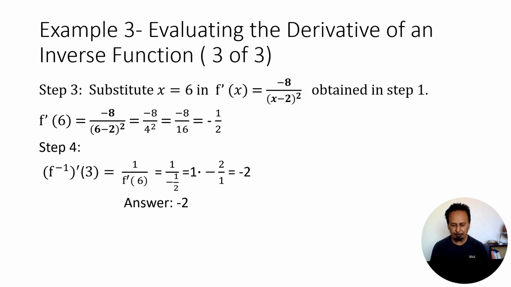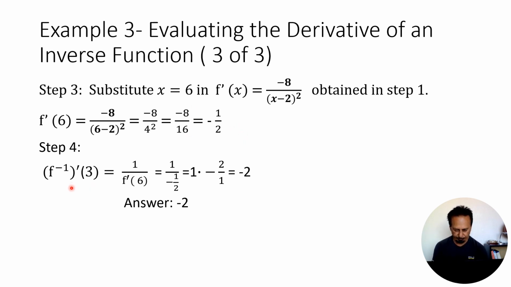So now we are on step 3. We substitute x equals 6 in the first derivative, f prime of x equals minus 8 over x minus 2 squared, which was obtained in step 1. So this becomes f prime evaluated at 6 equals negative 8 over 6 minus 2 squared. And 6 minus 2 is 4, so we have negative 8 over 4 squared. 4 squared is 16, so we have negative 8 over 16, which is negative 1/2.